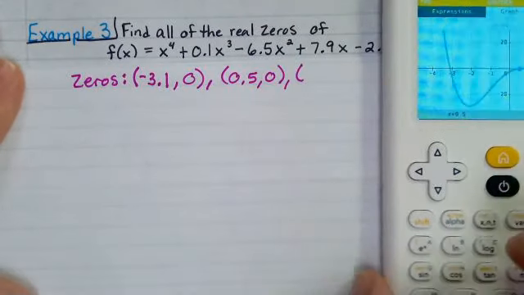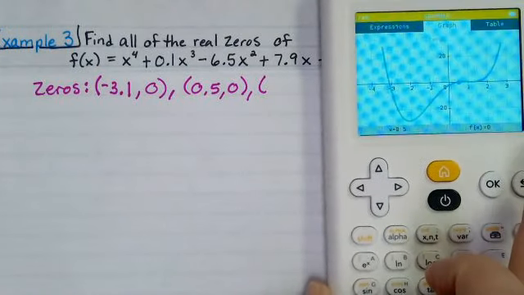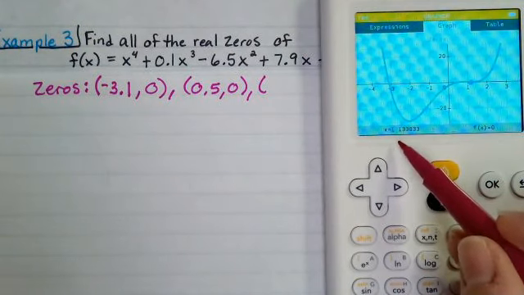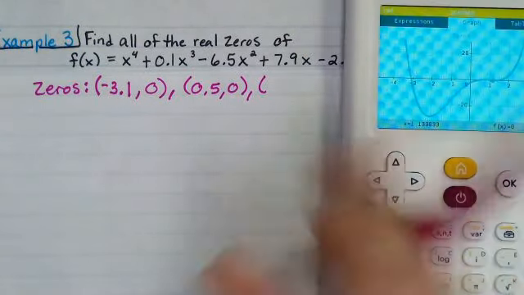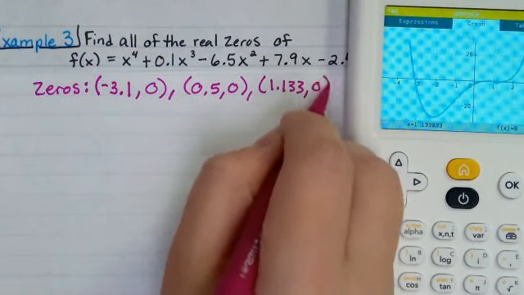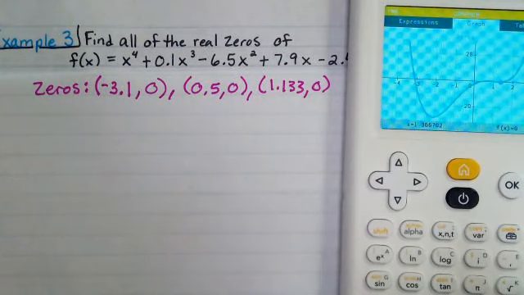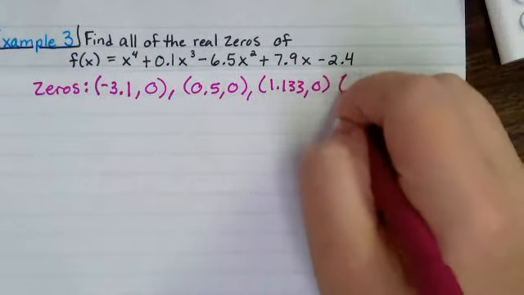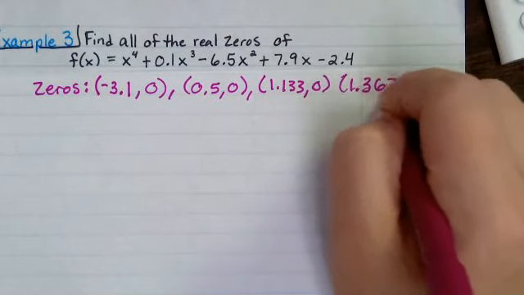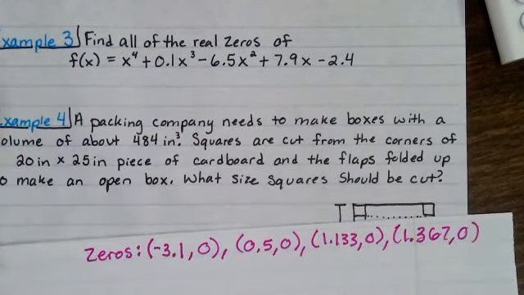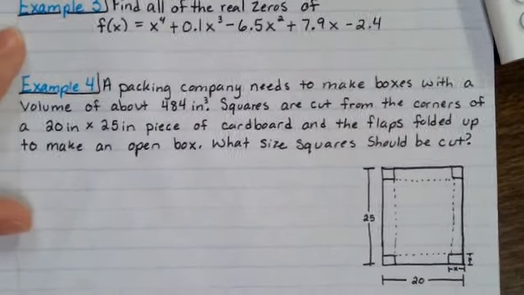I can tab over again. I know this is not 100% into the screen, but you just see I'm tabbing over. I'm going to go 1.1330. And then the next one, 1.367. Just like that. So I get my zeros.